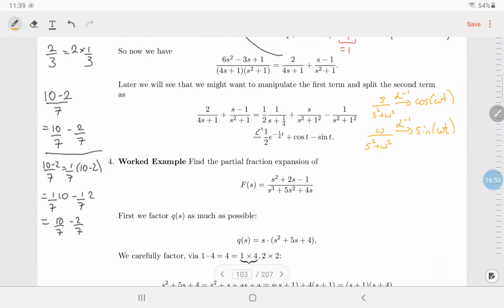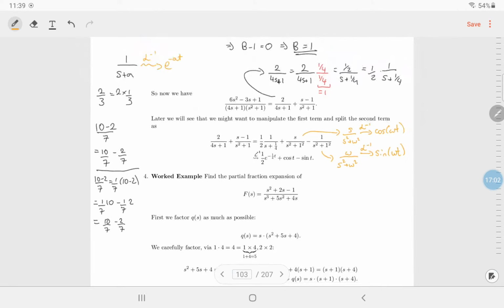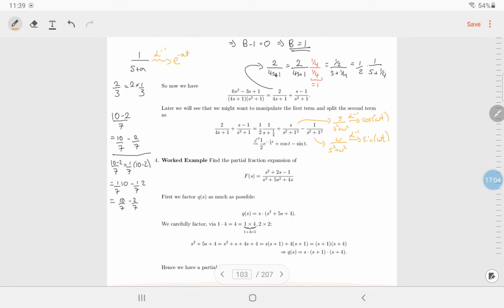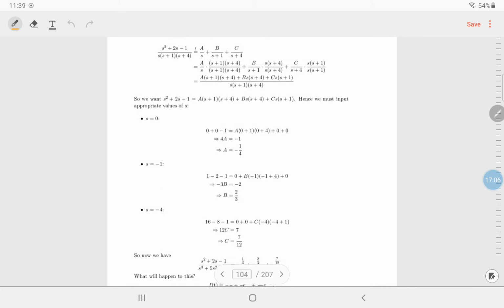And so what you have here is the s over s squared plus 1 goes back to plus cos t, and this goes back to minus sine t. Okay, now there's a worked example given there that you can have a look at if you want. I'm happy enough for it.